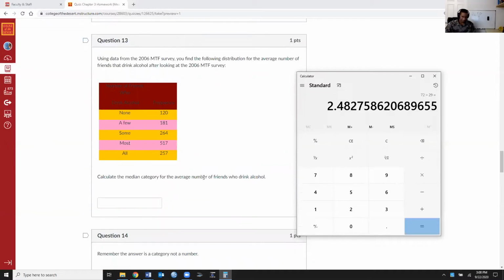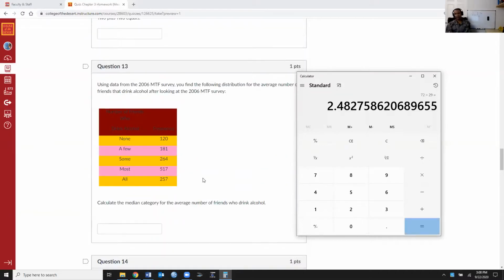Now this one, like I said, is pretty similar to what we did on question 19 for the median. What you do is you create a cumulative frequency distribution. So you do 120 plus 181, 301 plus 264, 565, plus 517, 1082, plus 257, 1339. So you create that cumulative frequency distribution.